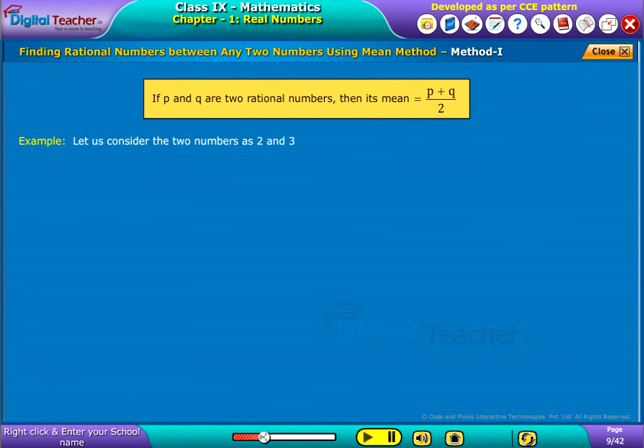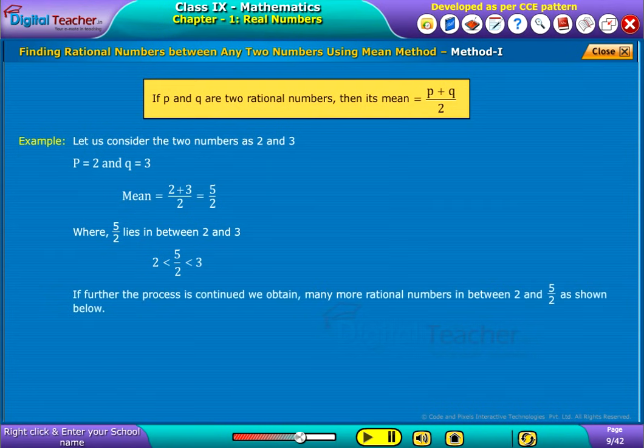Let us consider the two numbers 2 and 3. Here P is equal to 2 and Q is equal to 3. Then the mean of these two numbers is 5 by 2, which lies in between 2 and 3. If further the process is continued, we obtain many more rational numbers in between 2 and 5 by 2 as shown below, where 2 is less than 9 by 4, less than 5 by 2, less than 3.